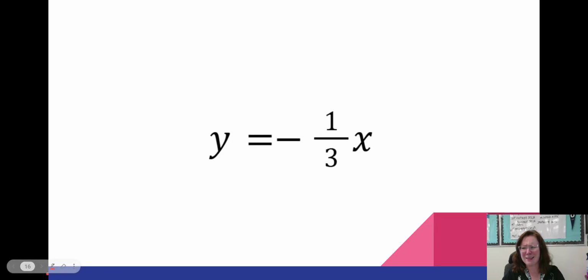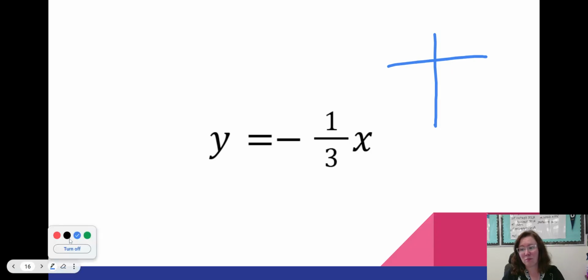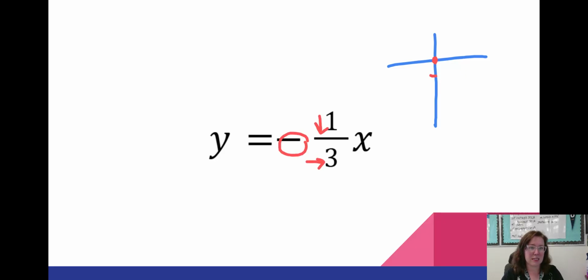And what about this one? This one does not have anything added or subtracted at the end of it. Well, what's the number for nothing? 0. So that means I start at 0. And then my negative means I go down 1 to the right 3. So down 1 to the right, 1, 2, 3. Put my dot there, and that is what that line would look like.